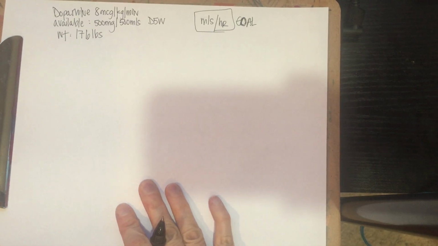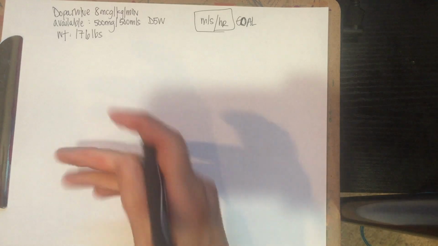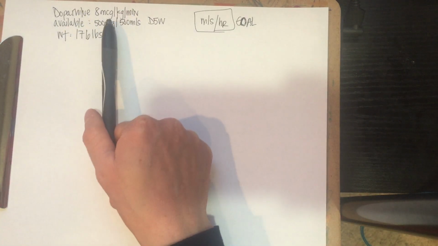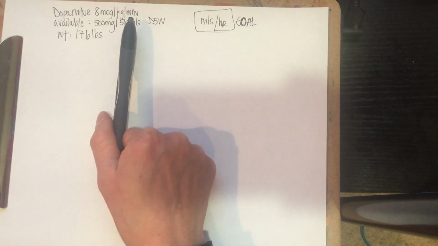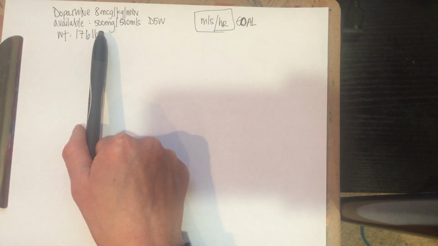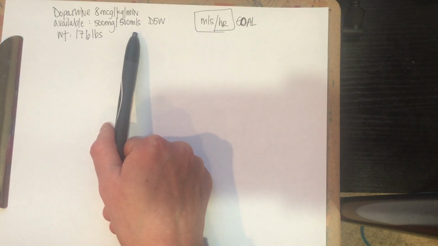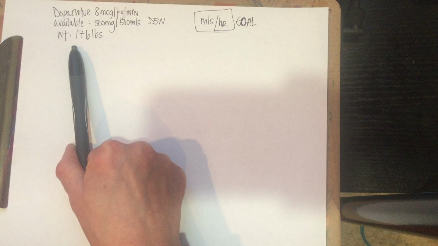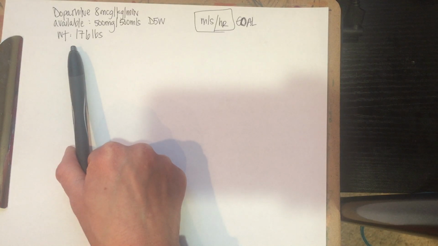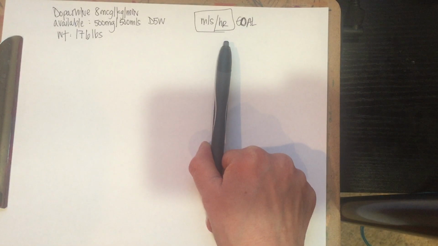Okay, so this is problem number two from the email of practice problems explained out. We have an order of dopamine at 8 micrograms per kilogram per minute. We have available 500 milligrams of dopamine in a 500 ml bag of D5W, and we know that the patient's weight is 176 pounds. We know that our goal is to end up in mLs over hours.